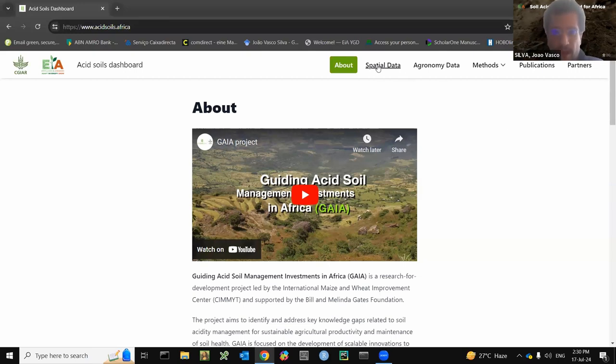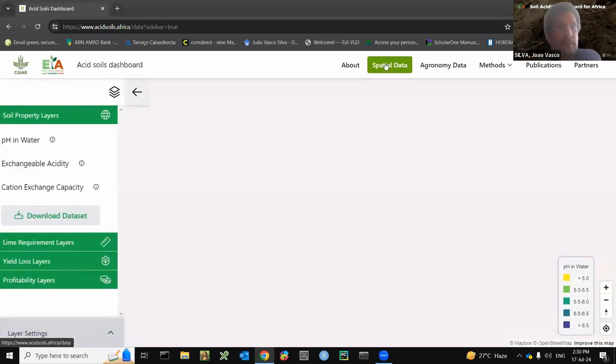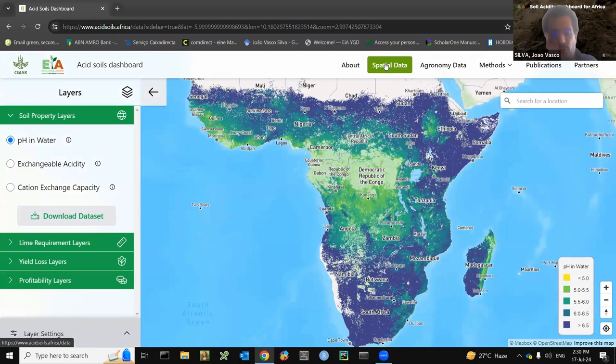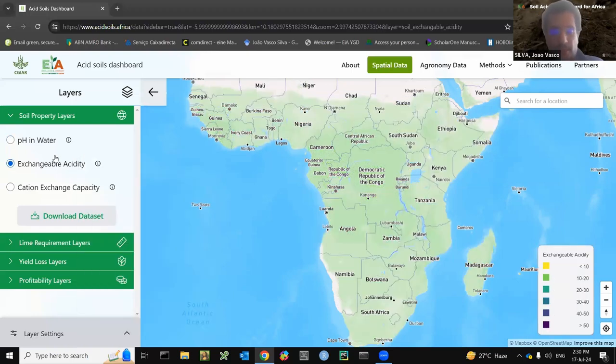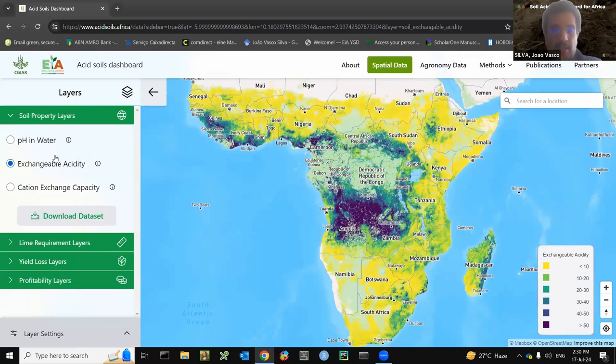Going to the first one, the spatial data, you can see on top here a tab indicating exactly that. If you click on spatial data, it shows you a map of sub-Saharan Africa with different layers that contain different information. When you navigate through these, you can find information from four thematic areas. One is the soil property layers that power all the ex-ante spatial analysis that Jordan mentioned. Number one is pH. Number two is the exchangeable acidity that Jordan also mentioned. And number three is a measure of your buffering capacity, the effective cation exchange capacity.